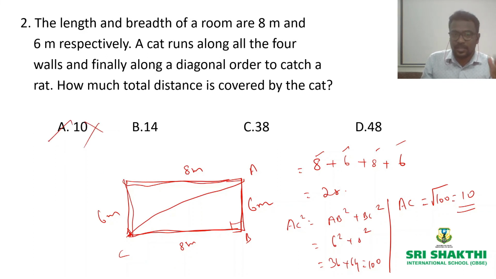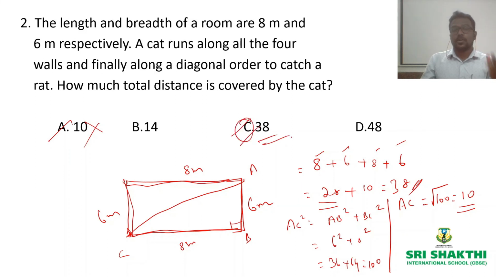So the question is crystal clear that they are asking for the total distance covered by the cat. We have already calculated the value of 28 by covering the four walls. Now we have to include this 10 meters to get the total distance covered by the cat, which is nothing but 38, and that is given in option C. So 38, which is option C, will be the correct answer.